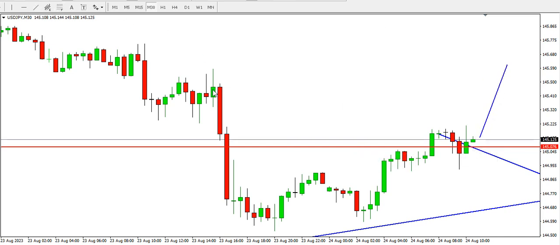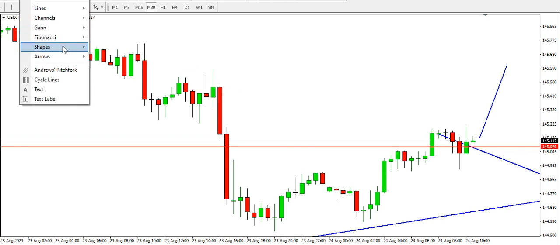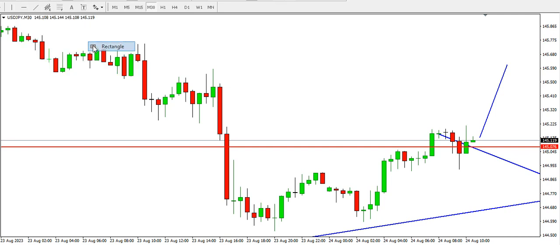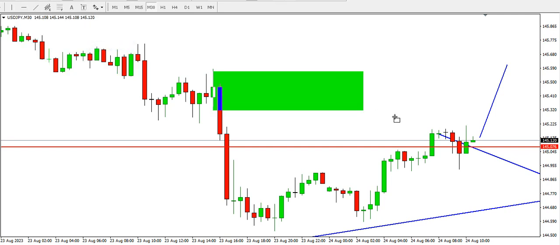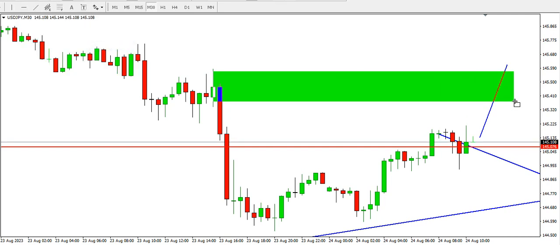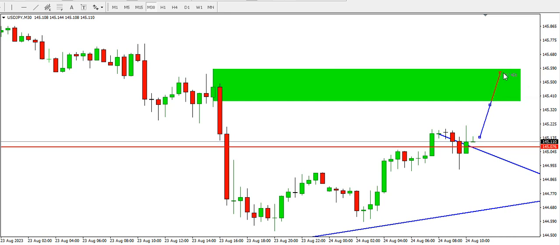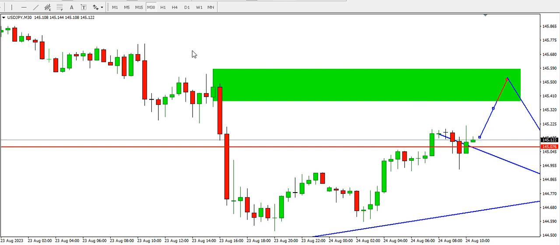Okay, but if price is going to go up, we have this particular order block around this point. It might serve as supply to price. Price might get to this order block and start to drop, but the overall direction for USDJPY is bullish.